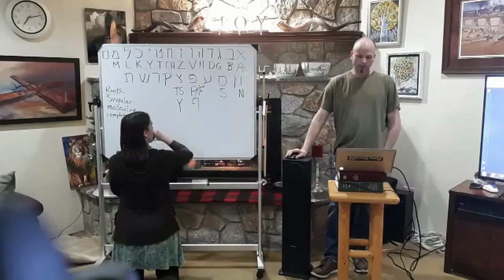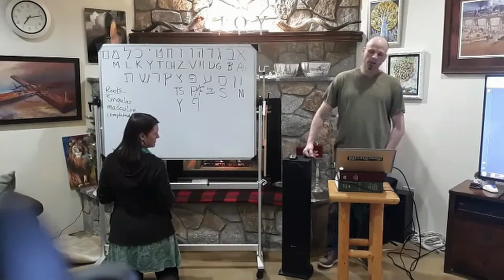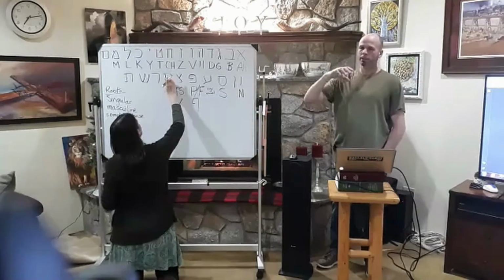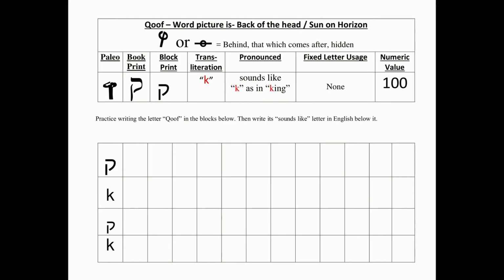All right. And we got a kof or kuf. The idea behind the kuf is sunrise or sunset, the horizon, but also it kind of looks like a head. Picture that being the neck of somebody and the back of a head. So it's like the back of the head, behind that which comes after or what is hidden. It's also like a sun at the horizon. Those are both different word pictures given for that.